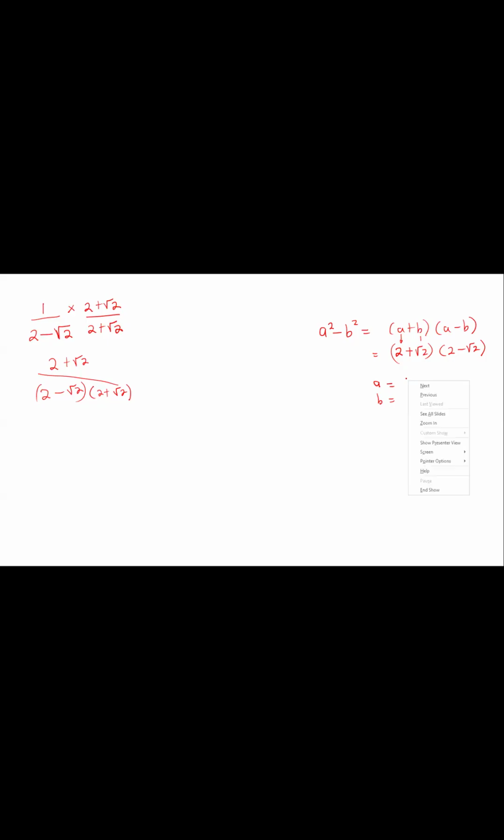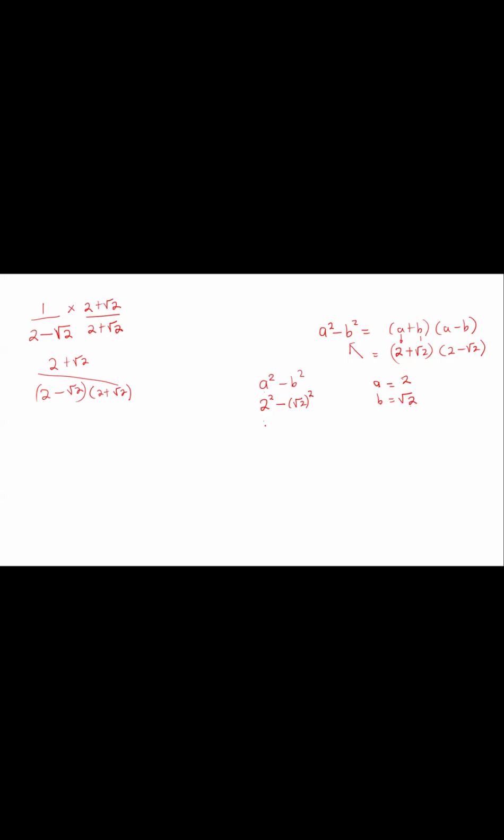So Eric has said A is 2 and B is root of 2. Very good. Now, I'm going to simplify using this format here. Where there is A, I'll put 2. Where there is B, I'll put root of 2. So when I come here, I have A squared minus B squared. My A is 2, so I'll have 2 squared minus B, which is root of 2 squared.